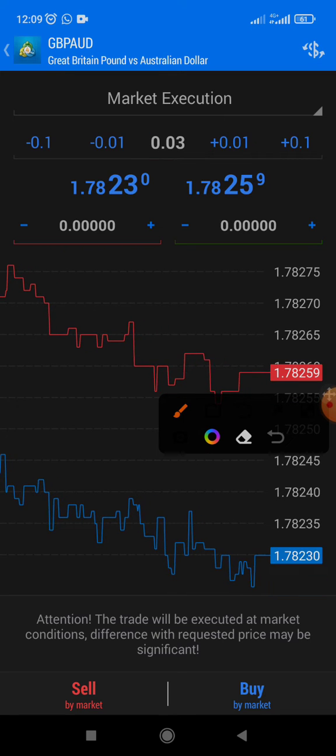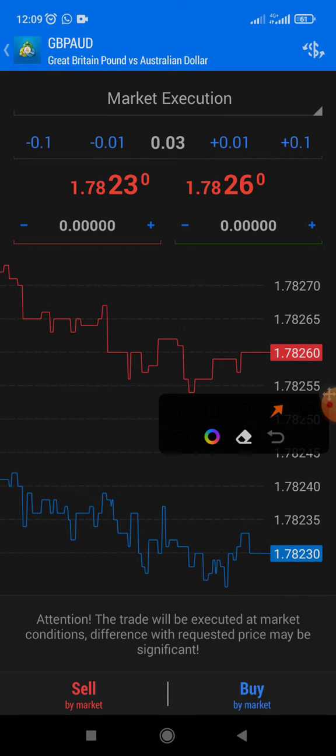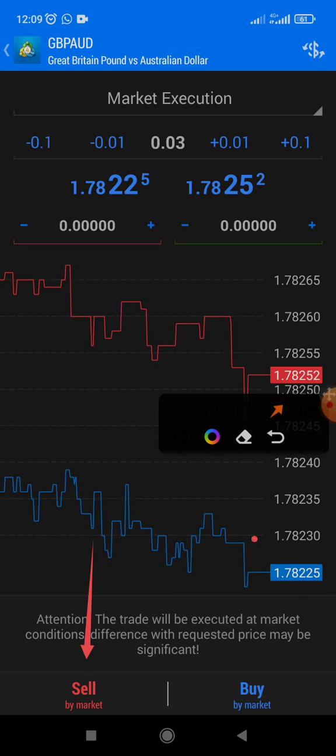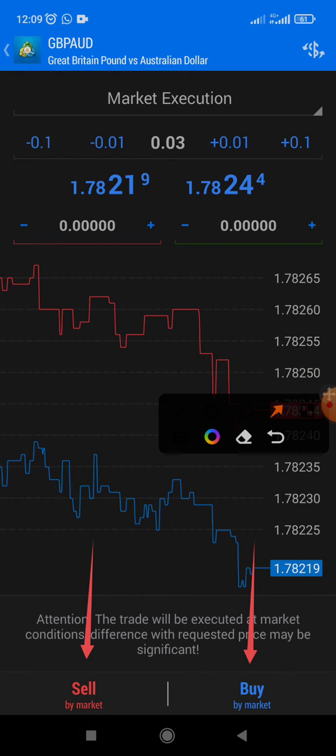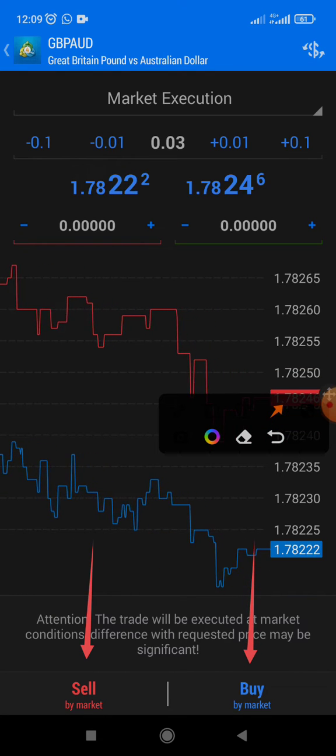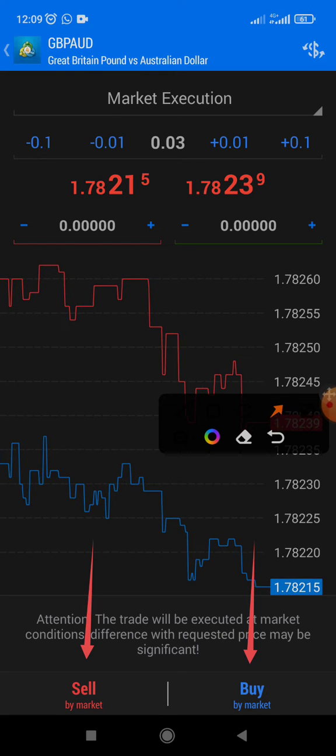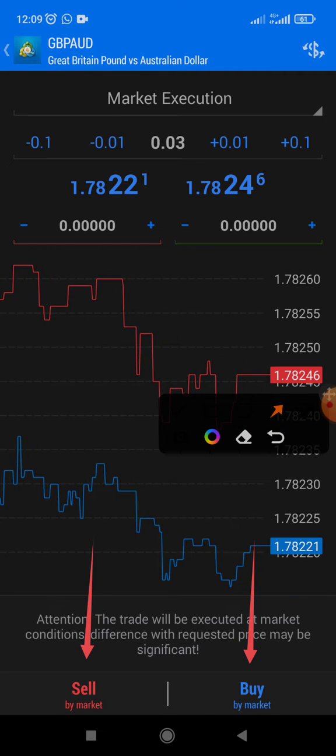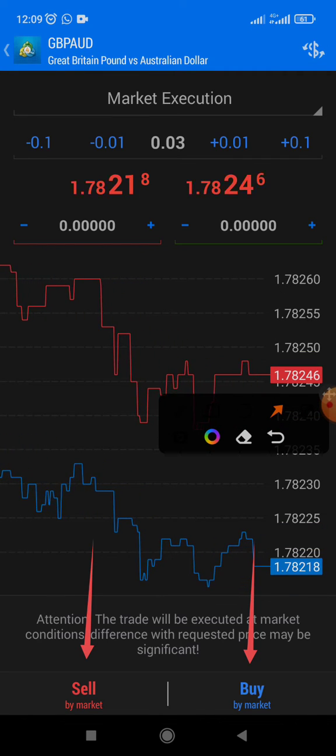The next thing after that is to look at whether you want to sell. So you come down here, where I am pointing to. We have sell by market and then buy by market. The sell by market is to place a sell. The buy by market is to buy.